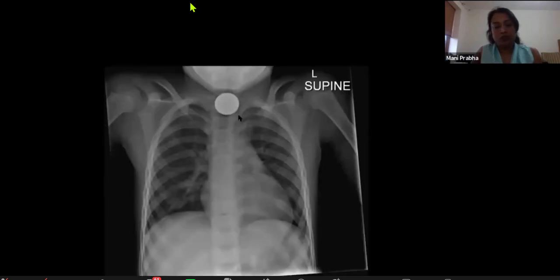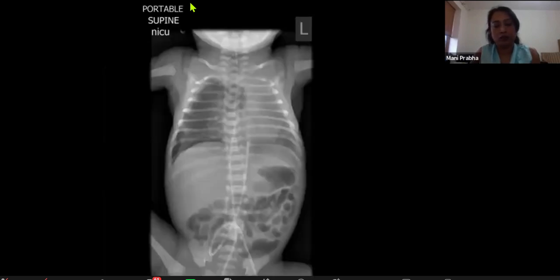So this is a coin-shaped foreign body, which is a coin actually. And this is in coronal, or en face, orientation. That means it is in the esophagus. Had it been in the trachea, it would be sideways. In the trachea, it will not be in this orientation. So this is in the upper esophagus, and the patient has to be referred to ENT for taking out the foreign body. The lungs are clear in this one.